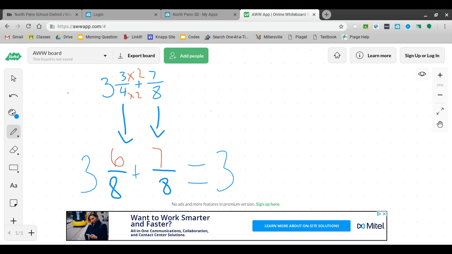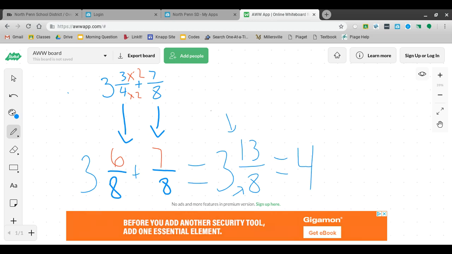My whole number is just 3. Now I'm going to add my fraction part, which is 13/8. Well, 13/8 is an improper fraction. So if I look at this, it tells me I need 8 people to make a team, and I have 13 people. Well, that means I can make one more team. Well, I already had 3 wholes, and I'm going to make one more, so that brings me up to 4.